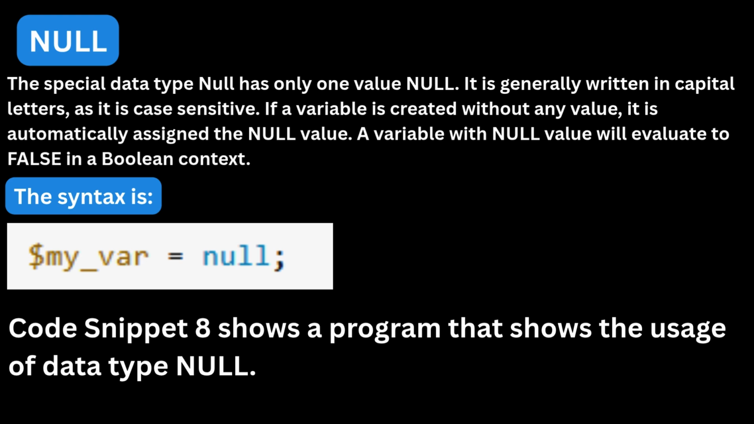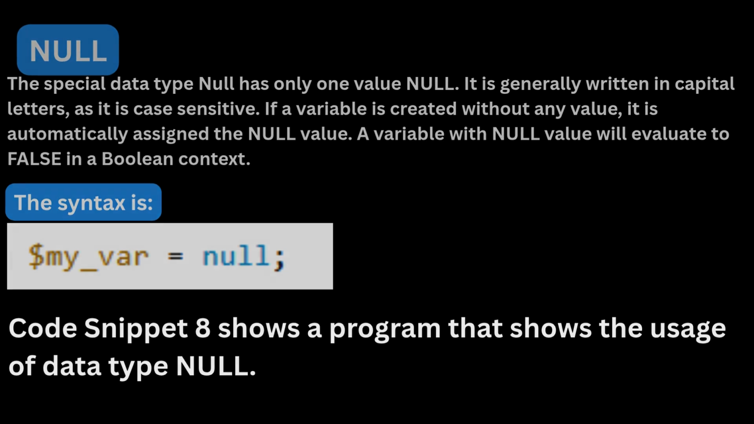For example, after processing some data, you can assign null to the variable to ensure it no longer holds outdated or sensitive information. At the bottom of the image, it mentions that code snippet 8 will demonstrate a PHP program showing how the null data type works in practice. This example will make it easier to understand how null interacts with other data types and how it behaves when used inside conditional statements. The null data type in PHP represents emptiness. It doesn't mean zero. It doesn't mean false. It simply means no value. It's a key concept that helps developers handle variables that are intentionally left empty or waiting to receive data later in the program.